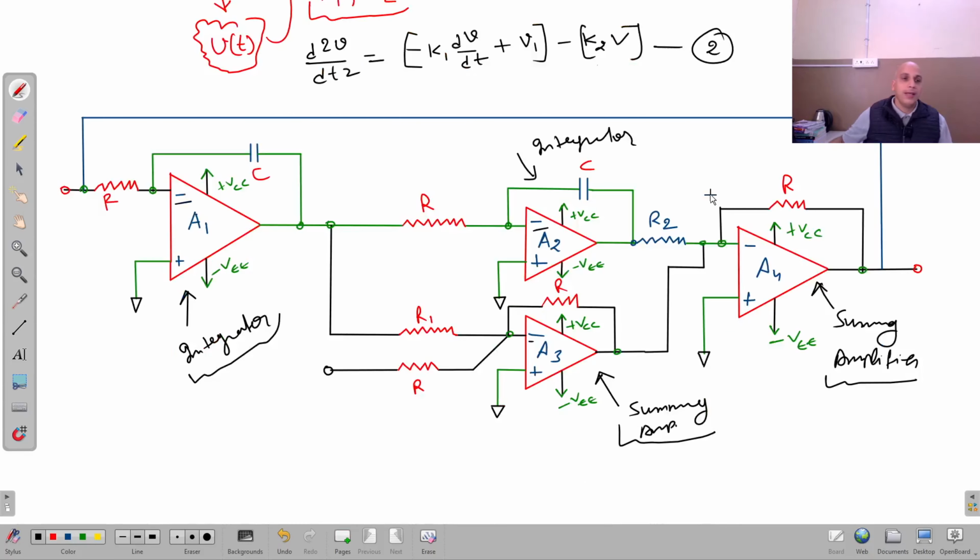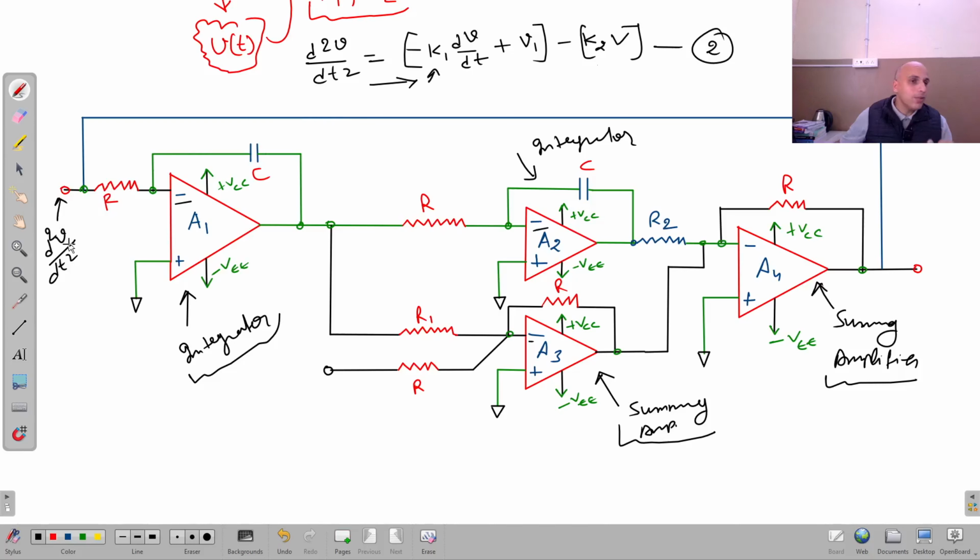Now let this d square v upon dt square be applied at this terminal. Let's assume initially d square v upon dt square. You can ask a question that we are already applying d square v upon dt square at the input of the integrator, so how did we get d square v upon dt square? So I'm saying that let's assume we are not actually applying it, but we are assuming that d square v upon dt square is applied at this terminal, and we know very well that according to equation number 2, d square v upon dt square is equal to this term, right?